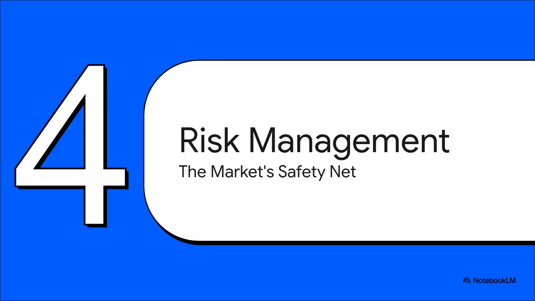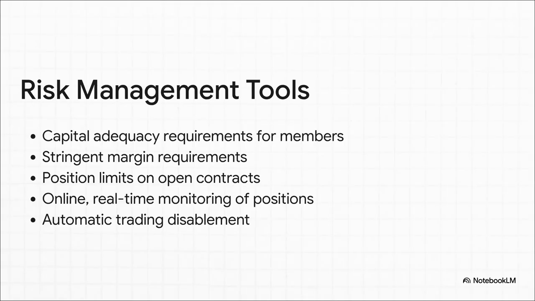We've mentioned risk quite a bit, right? From counterparty risk to the daily MTM, the whole exchange-traded derivatives market is built on a really powerful system of risk management. So let's look at the safety nets the exchange uses to make sure the market stays stable and secure. The clearing corporation basically has a multi-layered defense system to protect the market. It starts by making sure its members have enough capital. Then, for every single trade, it collects something called margin. It also puts limits on how big of a position anyone can have, and it watches everything in real time. If someone breaks a rule or a limit, their system can be shut down automatically. It's a very robust safety net.